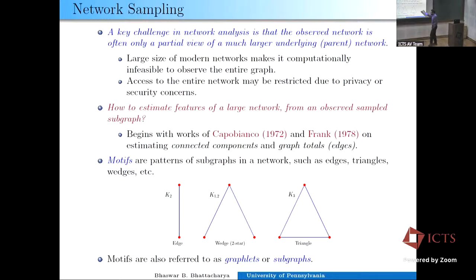And so these are some basic motifs, and counting or estimating how many such motifs there are in a network based on an observed sampled graph is essentially the problem of motif estimation. Motifs go by many names. They are small graphs, so they are called graphlets. In combinatorics, they are just subgraphs, right?